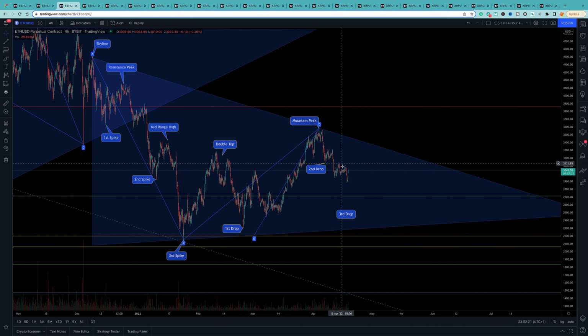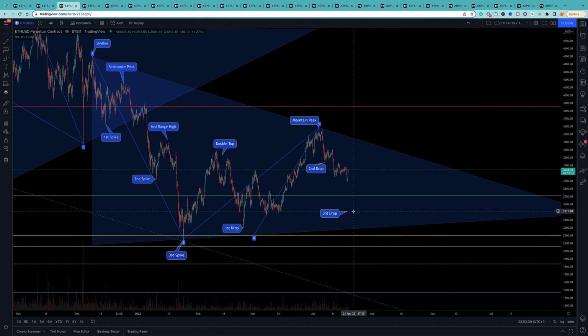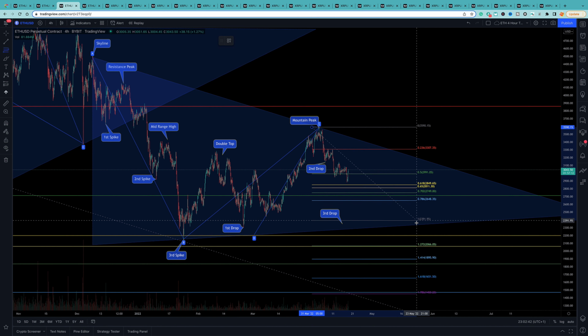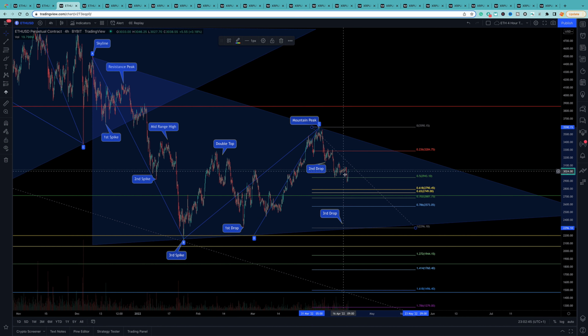So this looks like Mountain Peak. We're heading down, maybe this was third drop here. Let's do the fibs on it. Again, I'm measuring from here to there, going down from top to bottom to here. It's after coming down to the 0.5, and again that's possible.